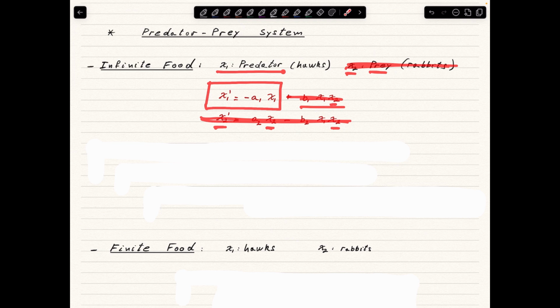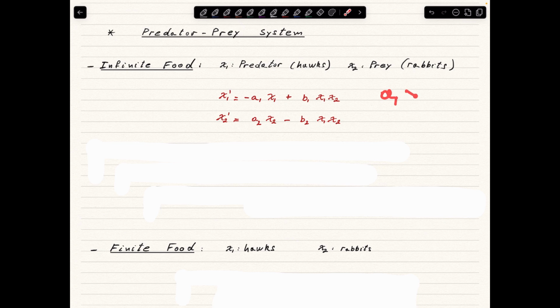The reason for that is that we are assuming in this system that the only food resource for the predator is the prey. So if we don't have prey, the predator dies, and dies pretty fast. So the solution to that equation, the exponential decay equation for x1, is exponential decay. So that's what happens with the predator when it's alone. And again, we are assuming in this case a1 is a positive coefficient, so the negative sign makes the decay.